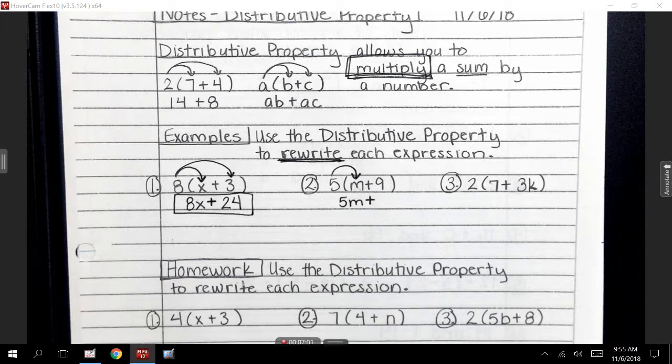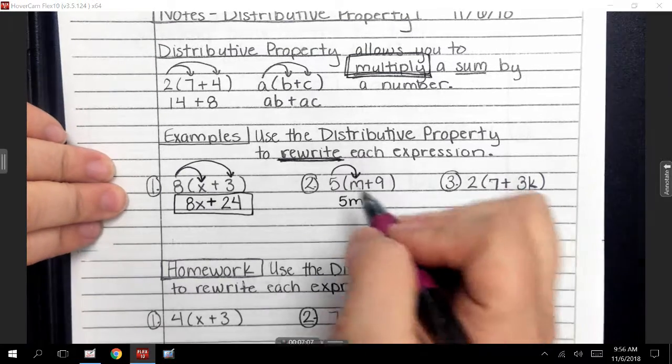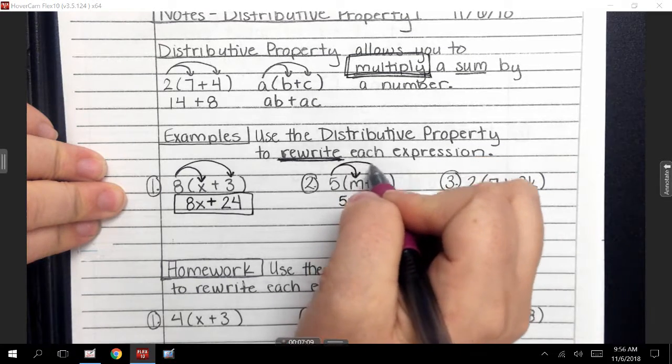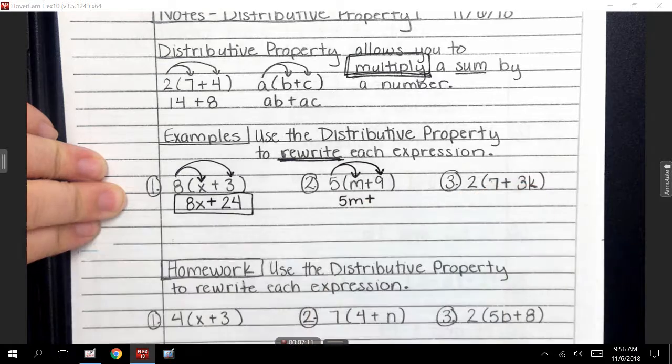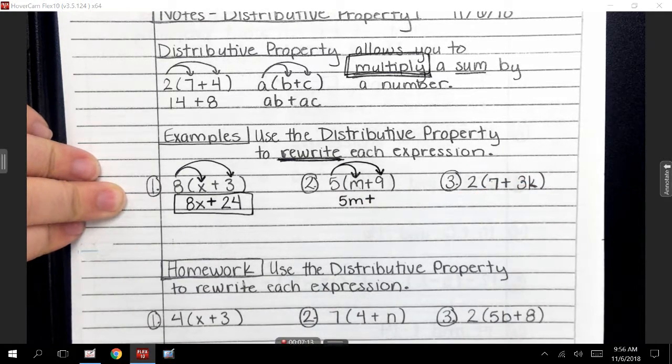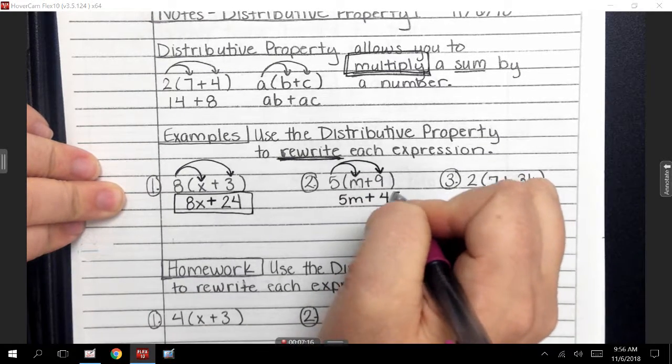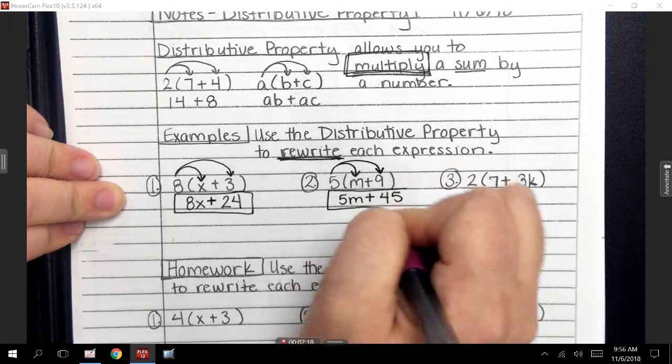So now, have I passed the 5 to everything? What else do I need to do? Raise your hand. What else do I need to do, Julia? I've got to also pass it to the 9. Now, what do I get when I pass it to the 9? Gabe? 45. Now, guys, here is my tip for you, okay? I got a little tip.